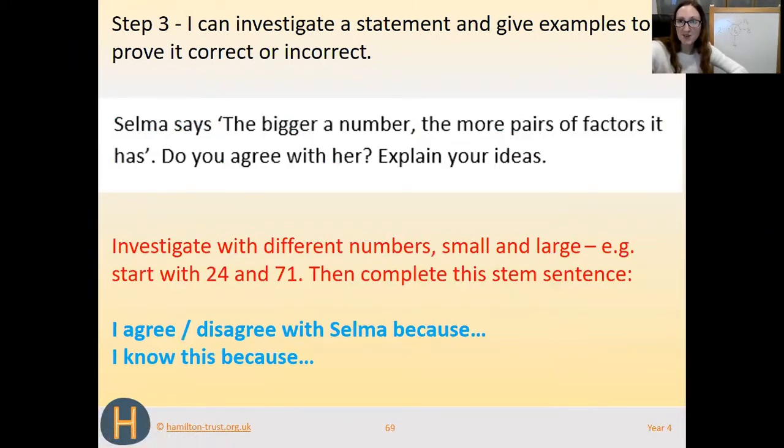Pause the video now, work as well as you can through as much of that as you can. Really try and stretch yourself and push yourself to understand this really well, to lay it out very clearly. And then whenever you've reached the point where you've done your best, come back and we'll go through the answers together. Off you go.